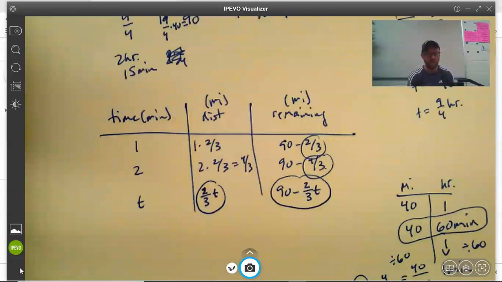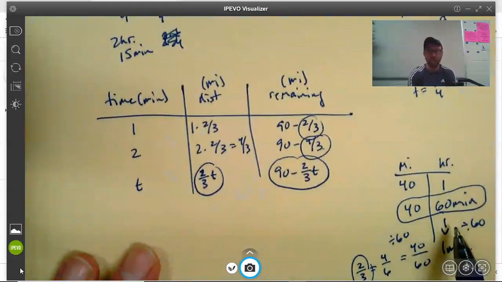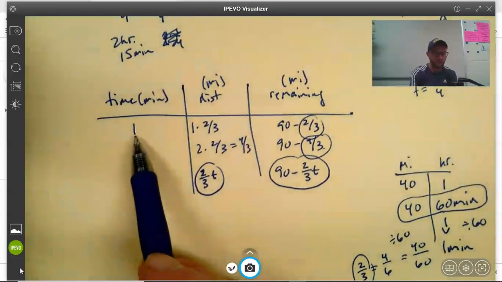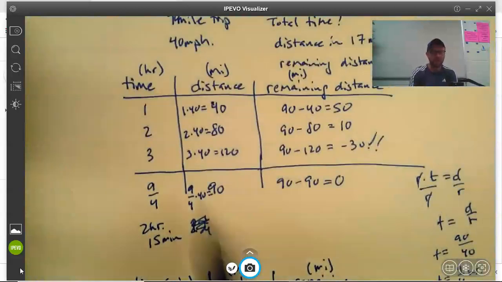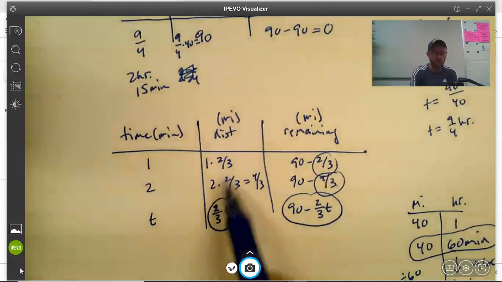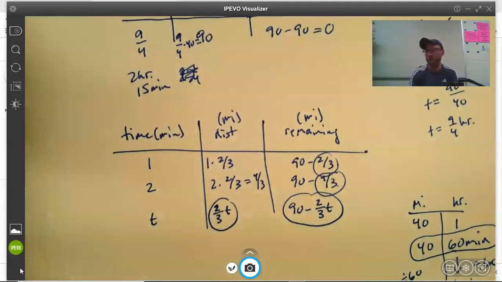In order to do that, again, we had to first turn our miles per hour rate into a miles per minute rate. Instead of 40 miles per hour, which was 40 miles in 1 hour, if we turn that into miles per minute, then we found it was 2/3 per 1. It was easy to write an expression from there.